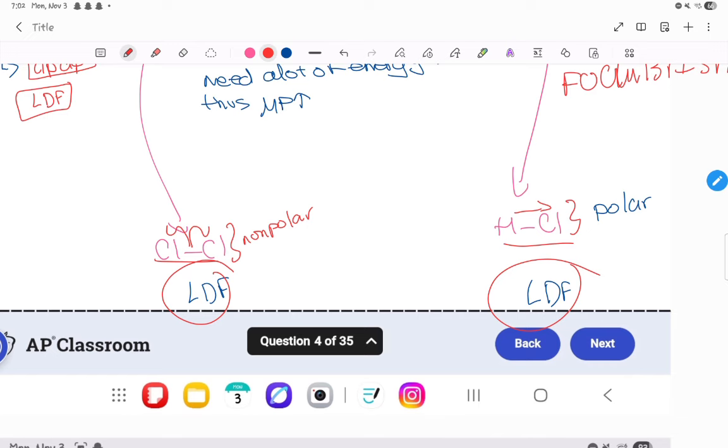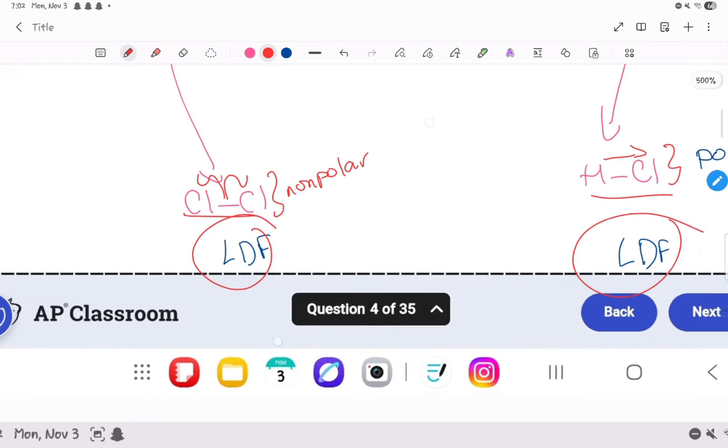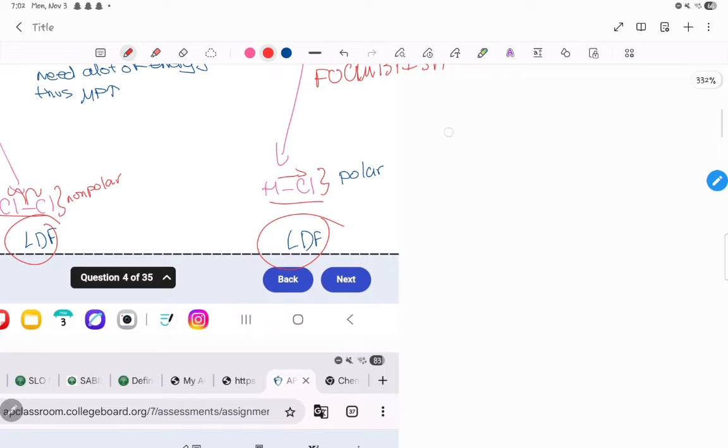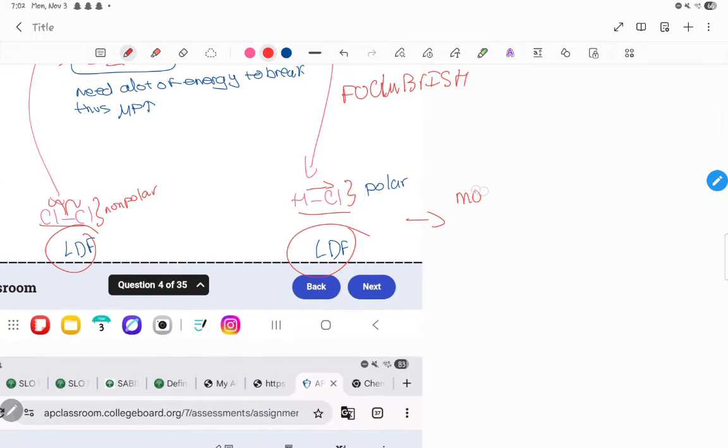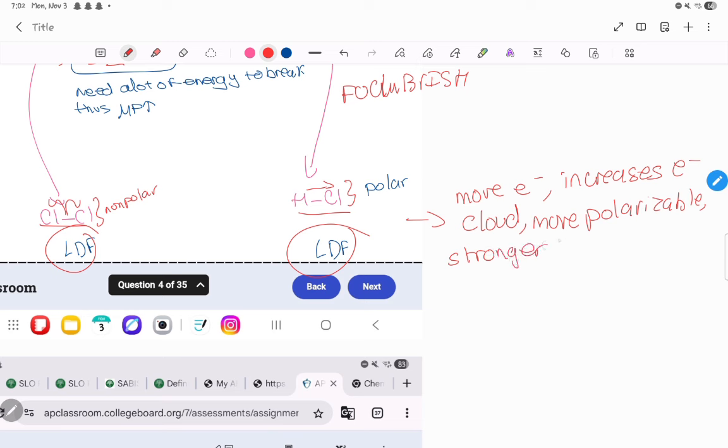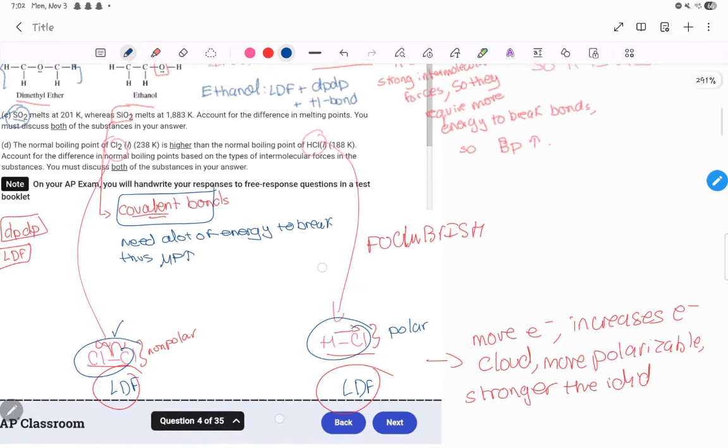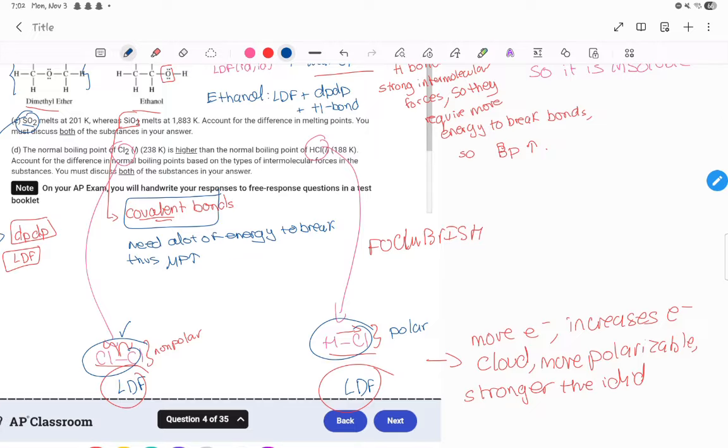Based on the London dispersion forces, the more electrons we have, I'm just going to write it over here, more electrons increases the electron cloud. When the electron cloud increases, that means it's more polarizable, and the more polarizable it is, the stronger the LDF force is. So if you compare the number of electrons here to the number of electrons here, this is going to be our winner. So this is why Cl2 has a higher boiling point than HCl.